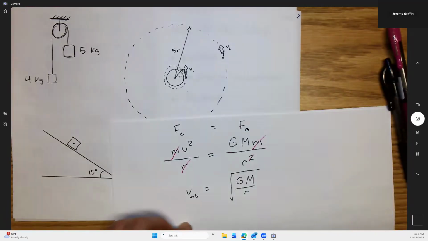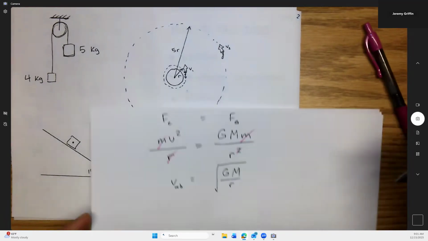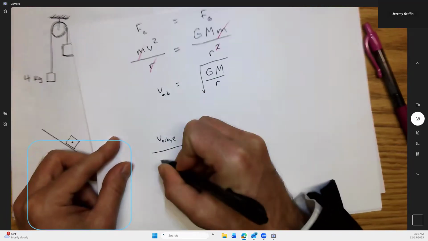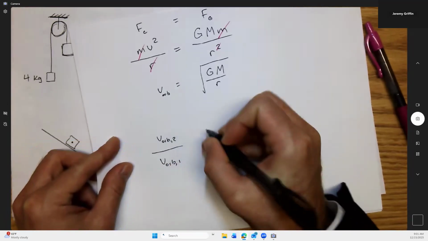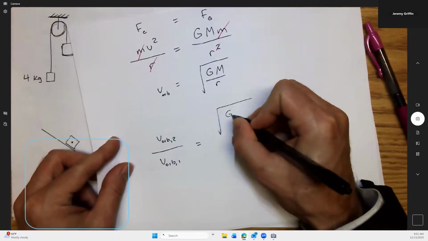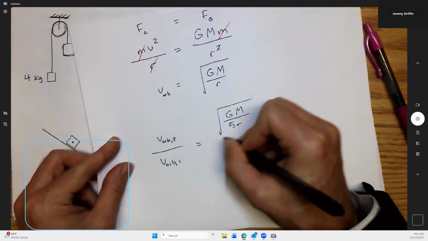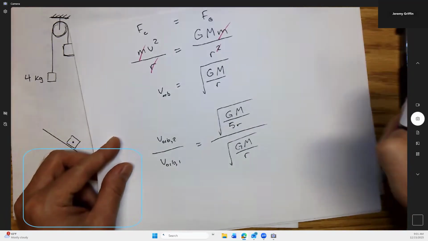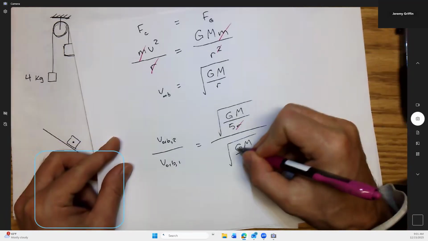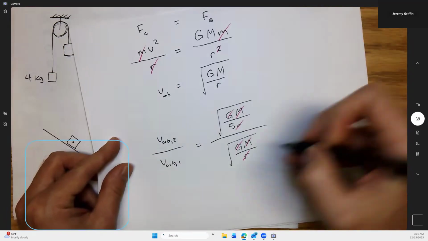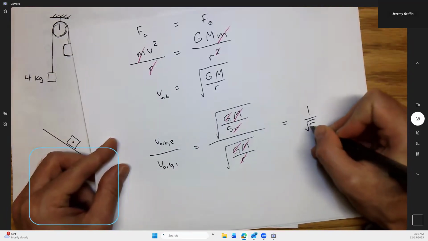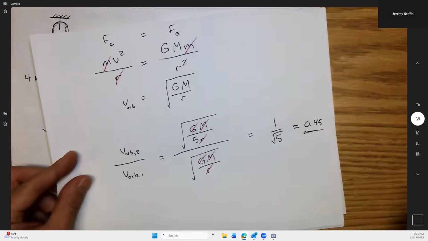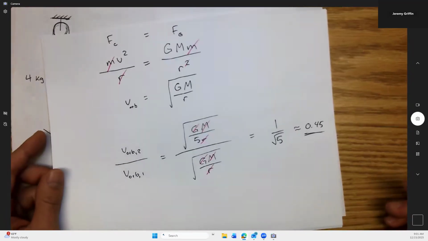If you want to, you could throw some numbers in here. So you could say v2 compared to v1. Square root GM over 5R compared to square root GM over R. What goes away? 1 over the root 5, or about 0.45. You guys see that?